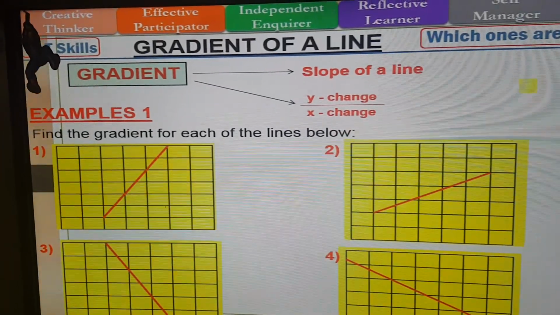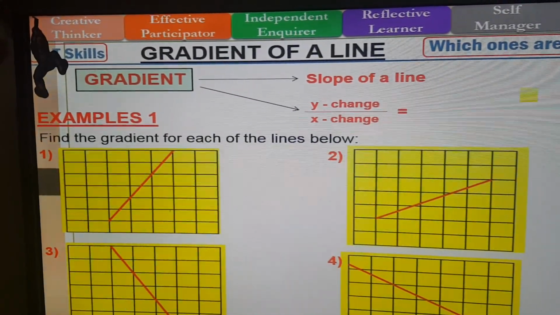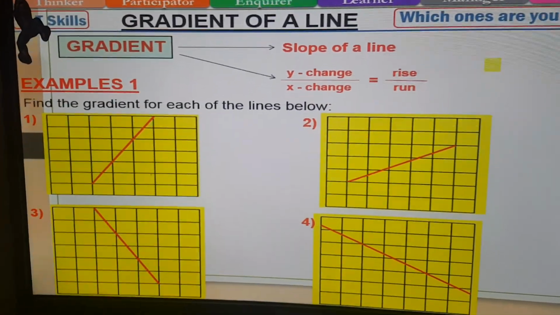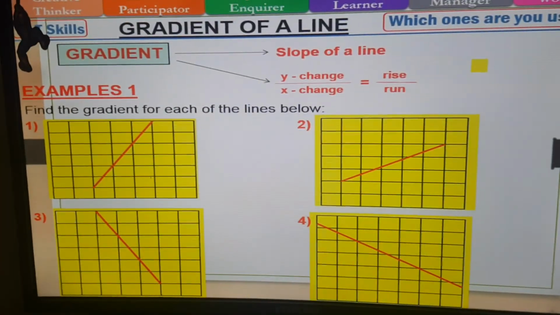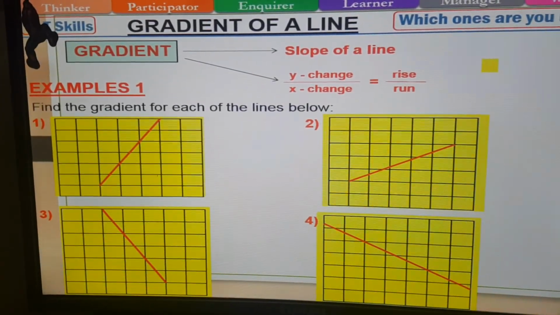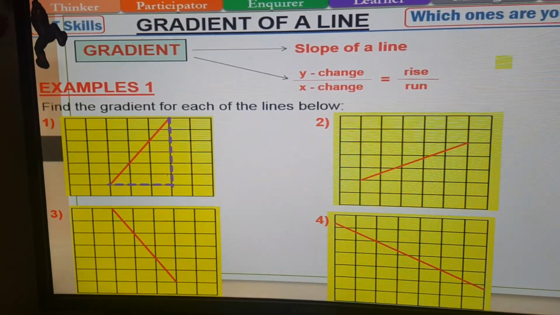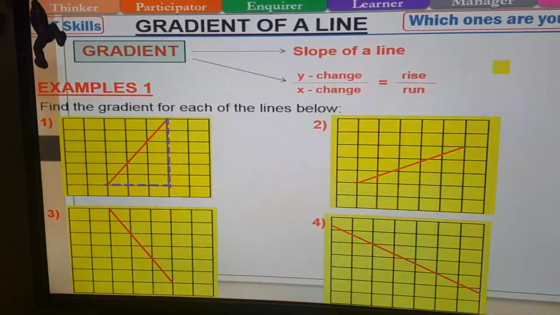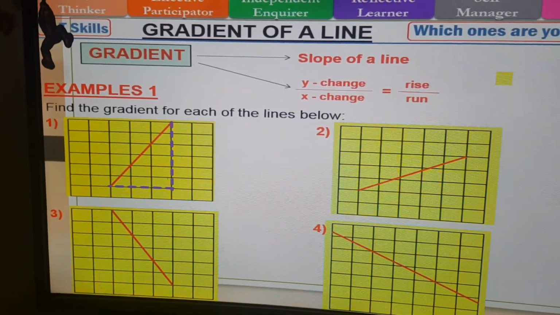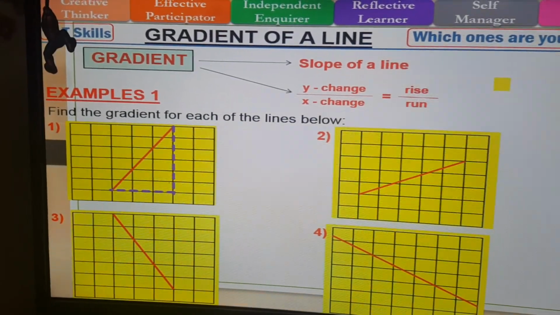Now, it is calculated using the formula change in y over change in x, which could also mean rise over run. Now, looking at these examples, we will start by finding the gradient of each of the lines below. For the first question, all you need to do is to choose 2 points on the line and draw a triangle underneath the line. After doing that, we now find the change in y.